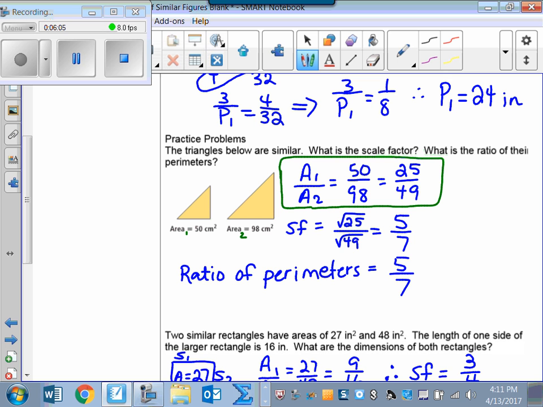Okay, so I know to find the scale factor, I have to take the square root of 25 and 49. And when I do that, I get 5/7. So the scale factor is 5/7. What is the ratio of the perimeters? Also the same as the scale factor, so it's also 5/7.